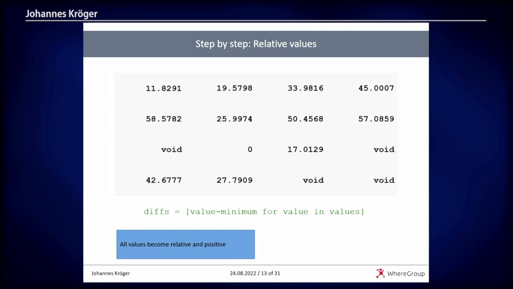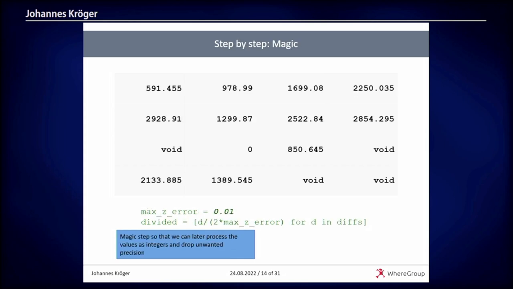This is nothing special. This is done in many other algorithms as well, but now comes the magic of LERC. Let's say we said that there might be an error of plus minus 1 centimeter, so there's an error of 0.01. LERC now takes these values and applies some formula. It divides them by 2 times the maximum error, whatever. There's some math behind it.